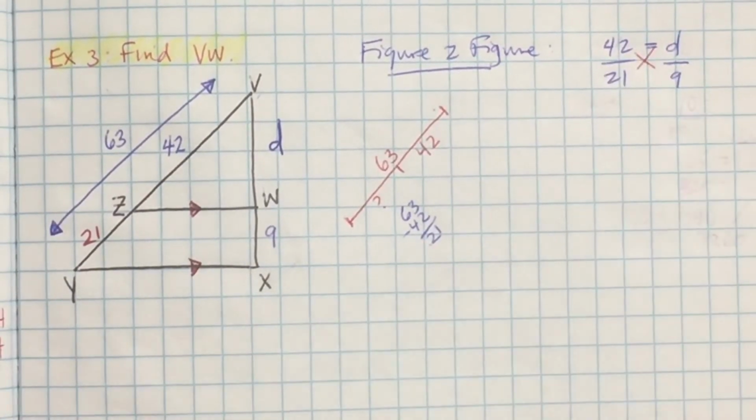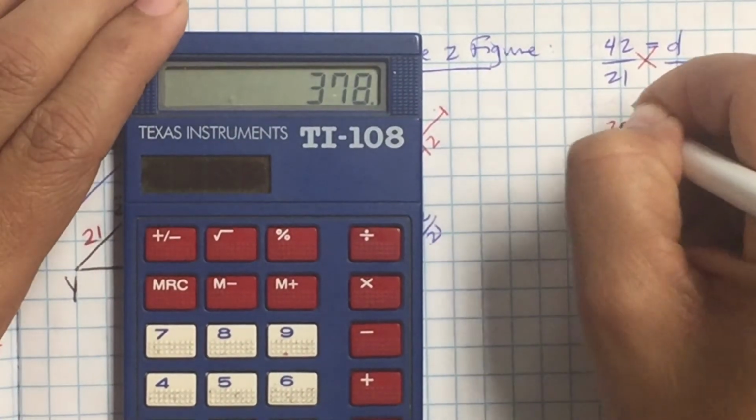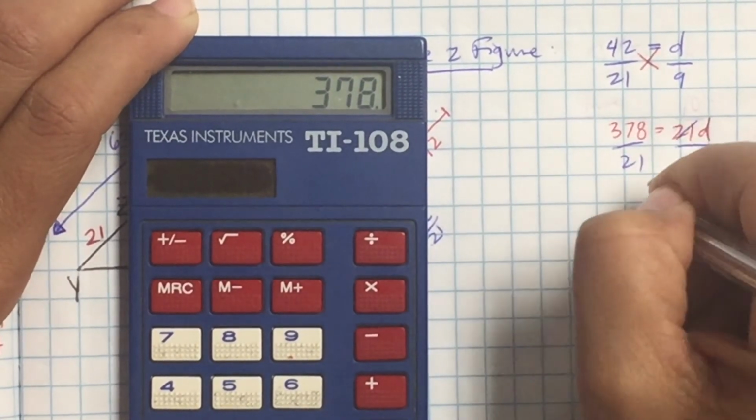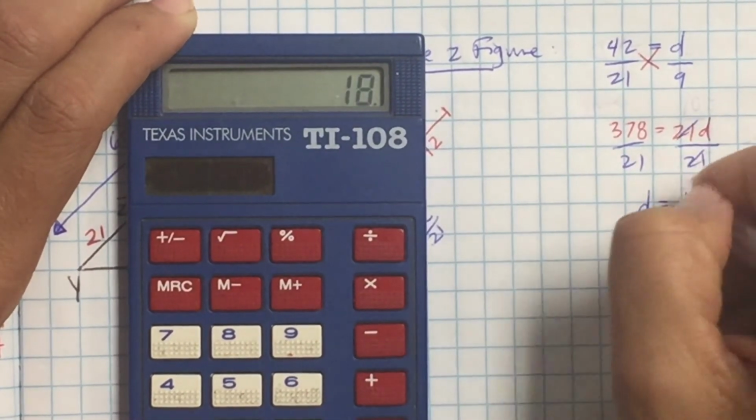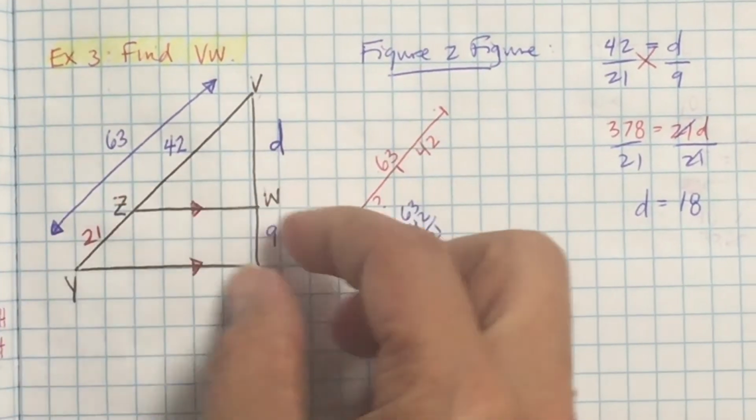Cross multiply and divide. So 378 is equal to 21D. Divide both sides by 21. D is equal to 18. This is a listening check. Color in D equals 18. Take a look at one more example.